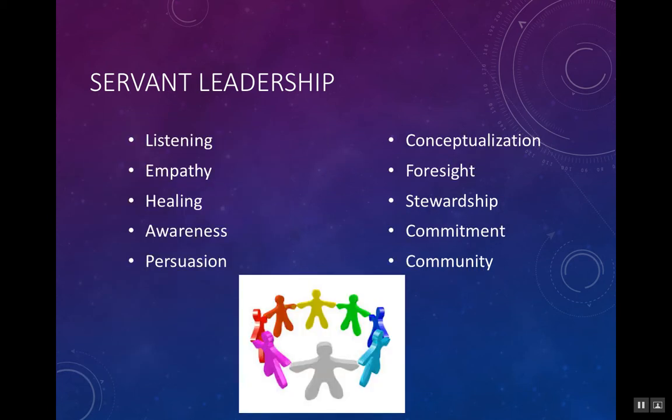Servant leadership is comprised of 10 major attributes. These include listening, empathy, healing, awareness, persuasion, conceptualization, foresight, stewardship, a commitment to the growth of people, and community building. The servant leadership theory is considered to be visionary. The primary focus is tending to the needs of the followers.